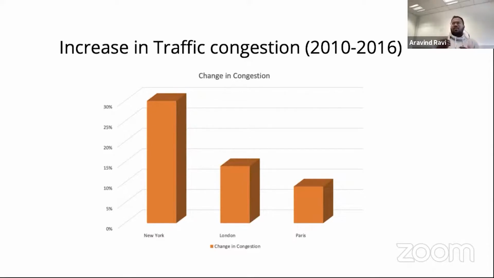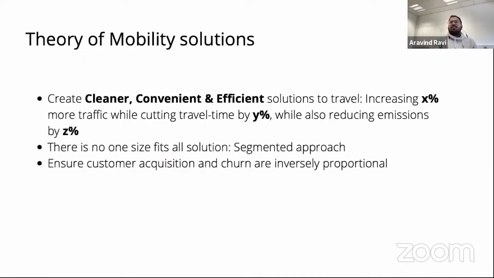But that isn't the gist of where these mobility services saw themselves as a solution. They wanted to solve the problem of inefficiencies in the infrastructures we have today, so they set out theories they wanted to achieve, and they are almost guided by these theories as they operate. They want to create cleaner, convenient, and efficient solutions to travel. That is about increasing traffic volumes. When I say traffic, it's movement of people, you and I and our goods. So increasing the traffic, but still cutting the travel time by Y%.